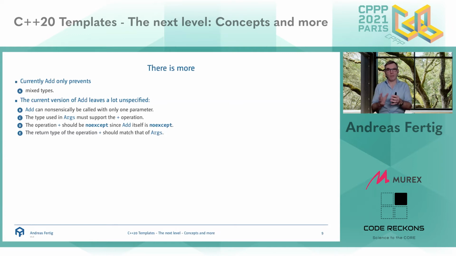You may have an application where you're in highly generic code, and then you might say, okay, it could be that I end up with only a single parameter, then all right. But for this example, let's say add must be called with 2 or more parameters. And then our requirement C, which is much less obvious, the type used in args must support the plus operation.